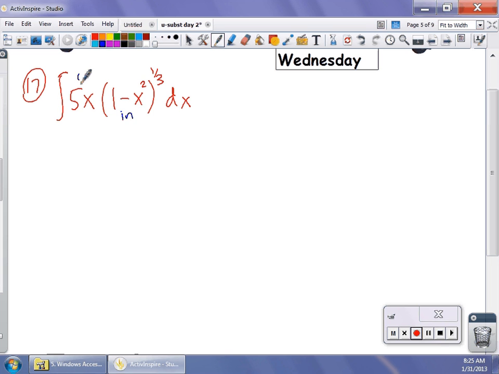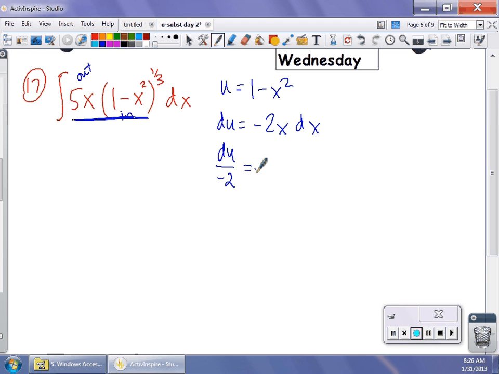So there's my in and there's my out. So I'm going to let u equal the inside function, 1 minus x squared. Take the derivative of both sides, and I get negative 2x dx. I look back over here at my integrand. I don't see a negative 2, so I'm going to get rid of it by dividing. du divided by negative 2 is equal to x dx.